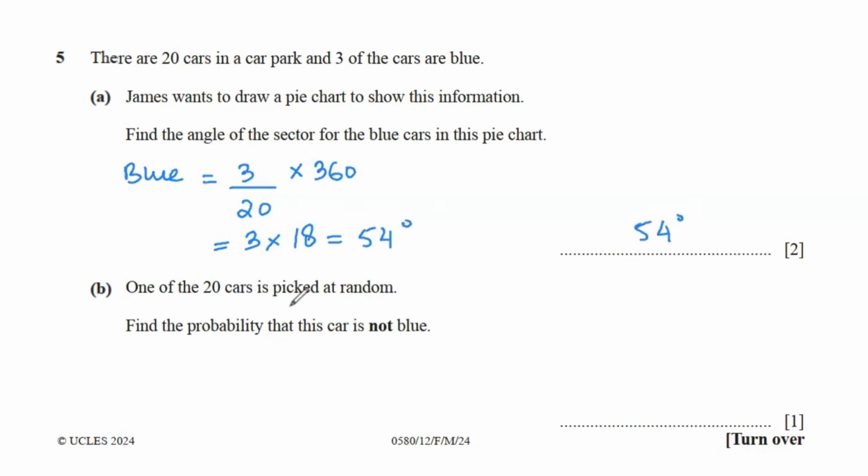Then one of the 20 cars is picked at random. Find the probability that this car is not blue. So if 3/20ths of the cars were blue, the probability of the car not being blue would be 1 minus 3 over 20, which is 17 over 20. To find the probability of an event not happening, you subtract the probability of the event happening from 1, and that gives you the remaining probability.